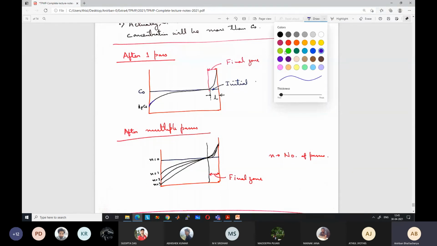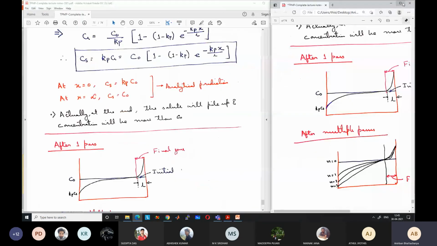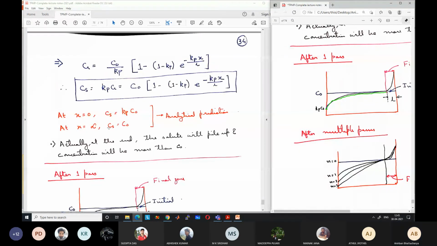So initial concentration in the solid is Kp C0. It gradually keeps on increasing because the liquid concentration also increases, and at x equal to infinity, theoretically it goes to C0. You can put the boundary values to check. At x equal to 0, this term becomes e to the power minus 0, so 1. So 1 minus (1 minus Kp), this becomes 0 plus Kp, so Kp into C0. So Cs is equal to Kp C0 at x equal to 0. At x equal to infinity, this term goes to 0, so Cs equals C0.